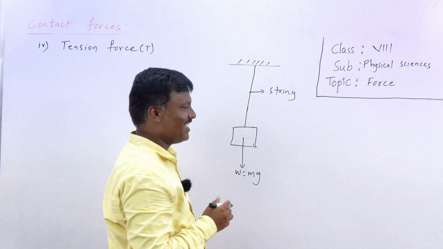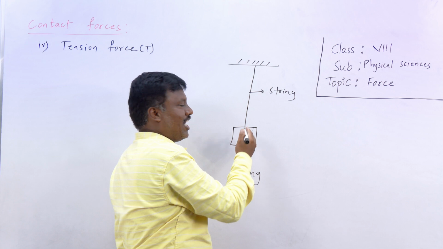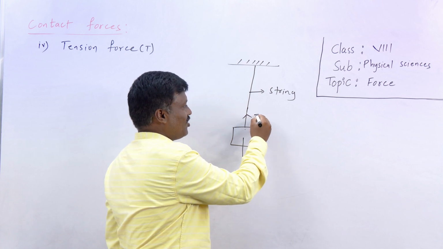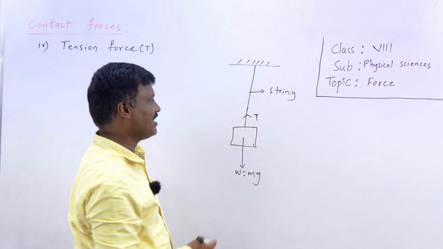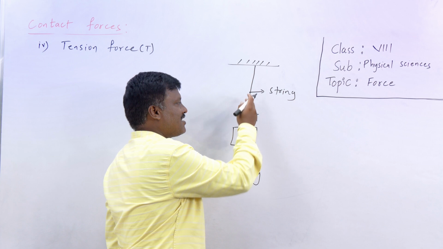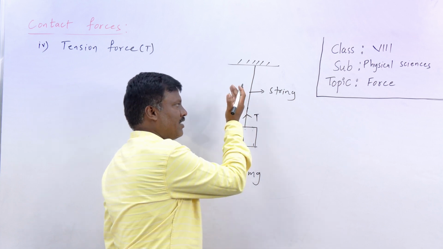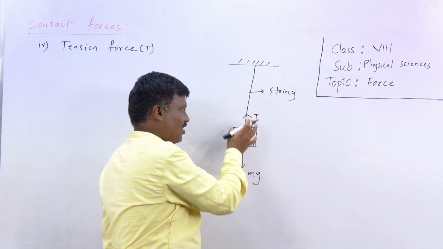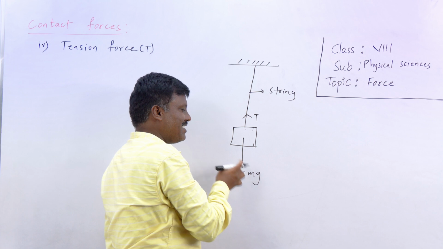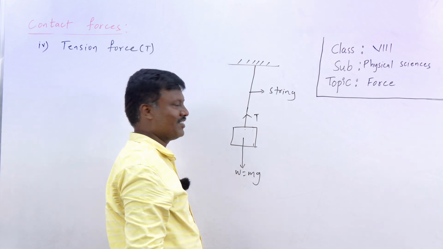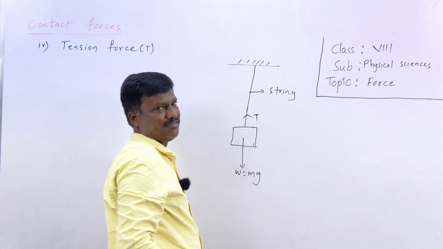Where does it exert? It exerts along the string, away from the body. So this is called tension force. This tension force exerts along the string away from the body, always away from the body. This tension force is balancing the gravitational force. That is why this block is now in an equilibrium state.